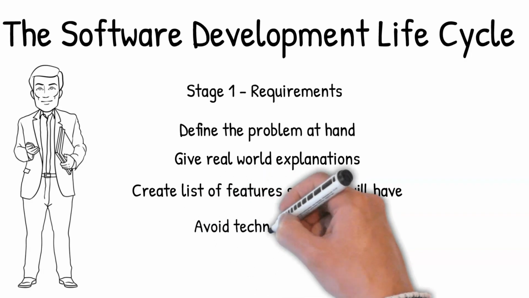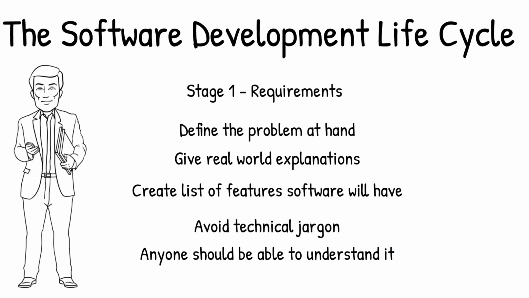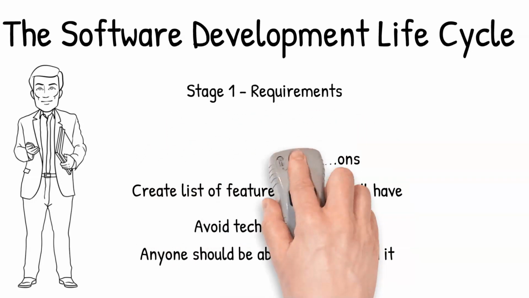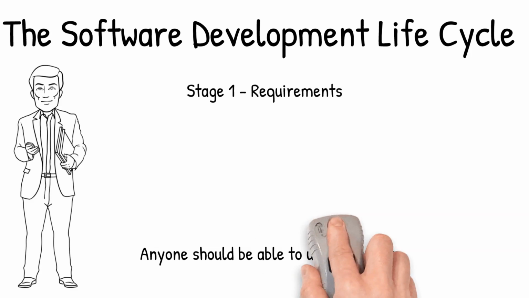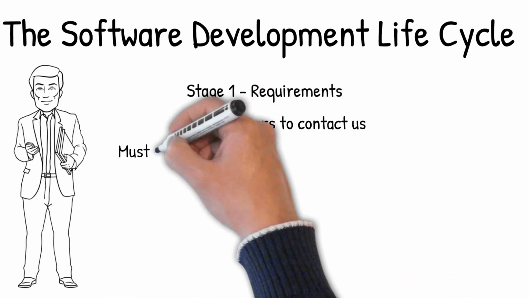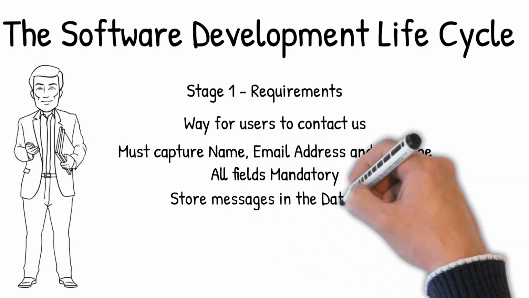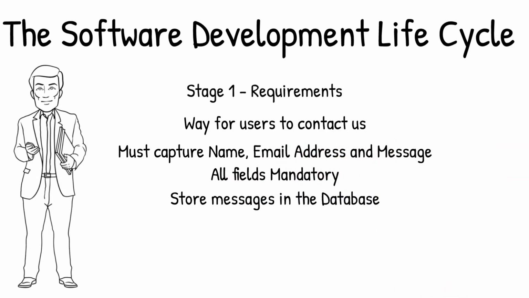We avoid using technical jargon at this stage. Anyone reading it should be able to fully understand it. As an example, we will take the Contact Us page and list out the requirements. First, we state it is a way for users to contact us. They will need to enter their name, email address, and a brief message. All of the fields are mandatory, and each message someone sends should be stored in our database.